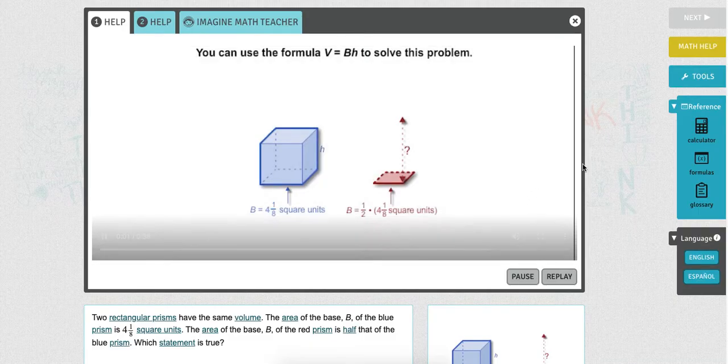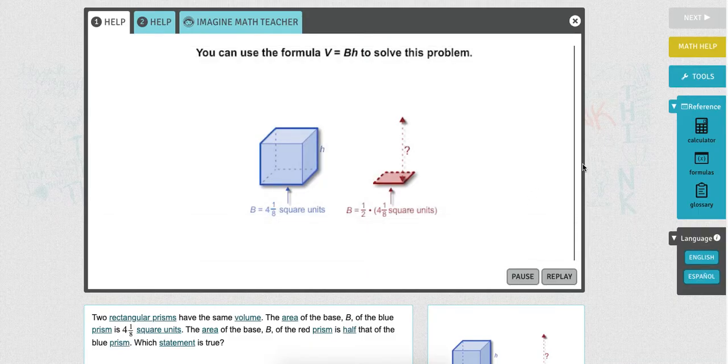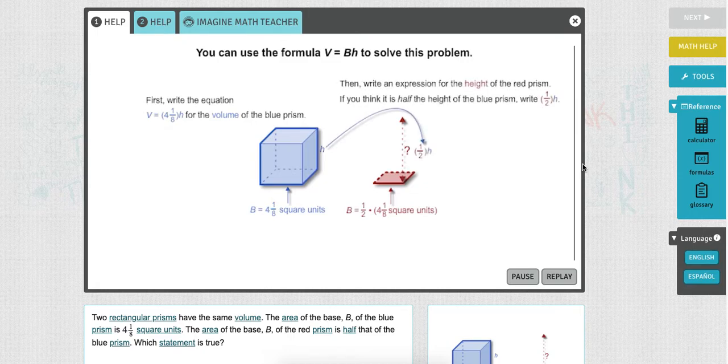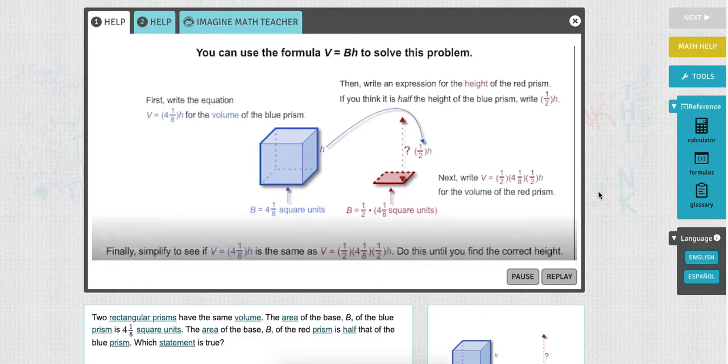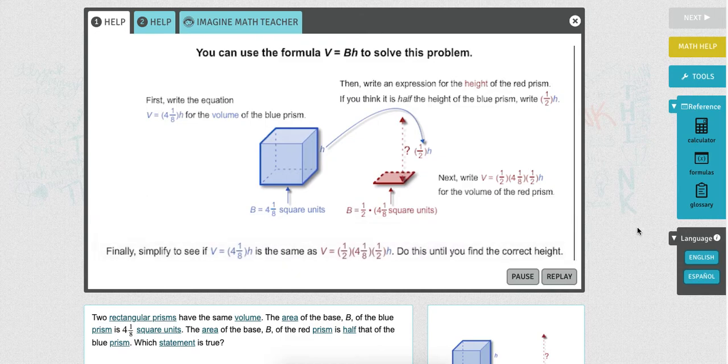Use the formula V equals B times H to solve this problem. First, write the equation V equals 4 and 1/8 times H for the volume of the blue prism. Then, write an expression for the height of the red prism. If you think it is half the height of the blue prism, write 1/2 times H. Next, write V equals 1/2 times 4 and 1/8 times 1/2 times H for the volume of the red prism. Finally, simplify to see if V equals 4 and 1/8 times H is the same as V equals 1/2 times 4 and 1/8 times 1/2 times H. Do this until you find the correct height.